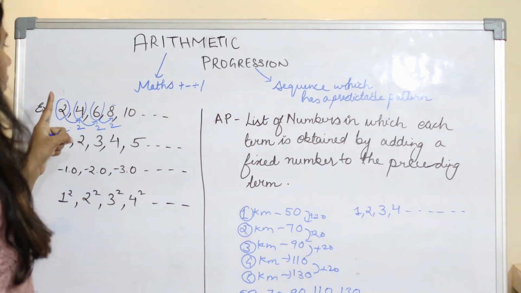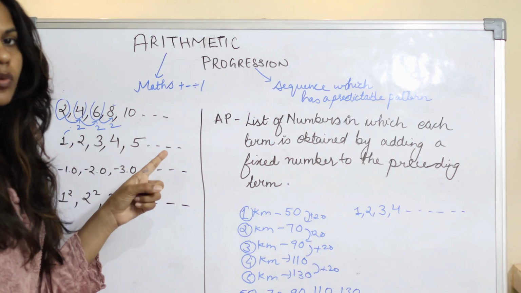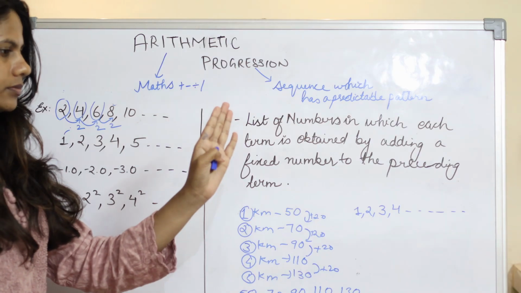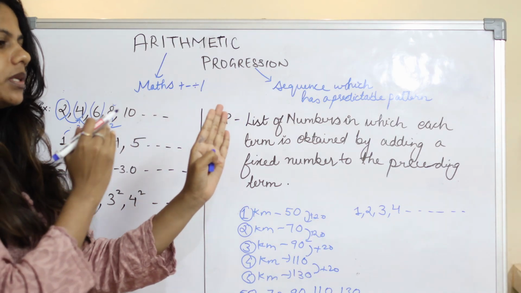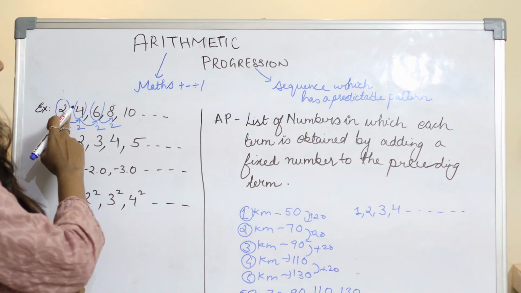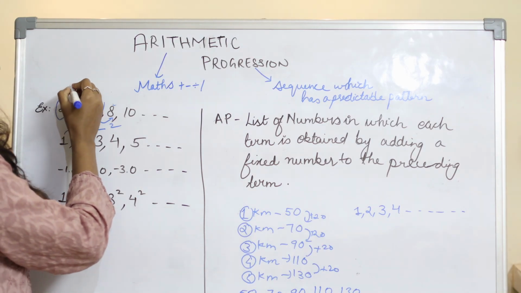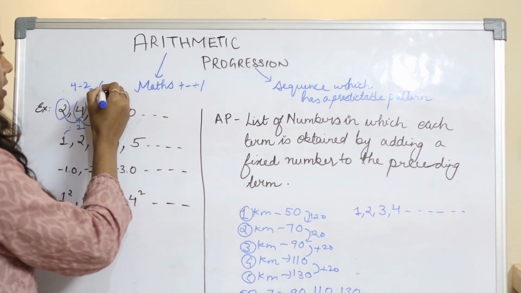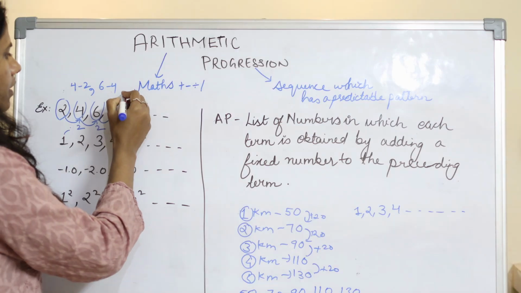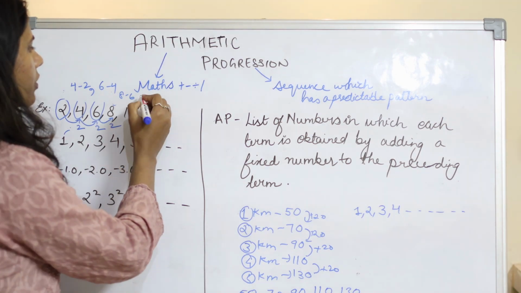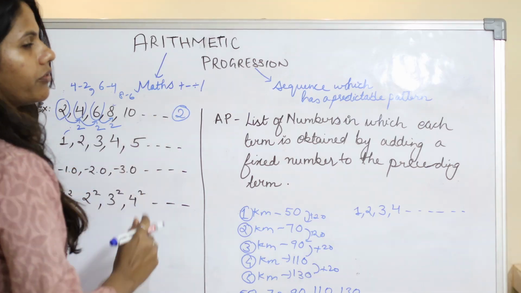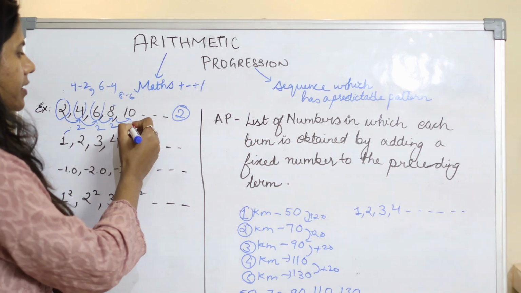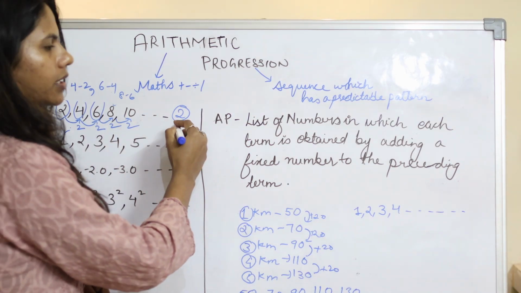To find that constant number, just subtract the first term from the later term. So here it is 4 minus 2, here 6 minus 4, and 8 minus 6. Everywhere we get 2. The difference is 2, and the difference is constant. Here also 10 minus 8 is 2. So this is an AP.